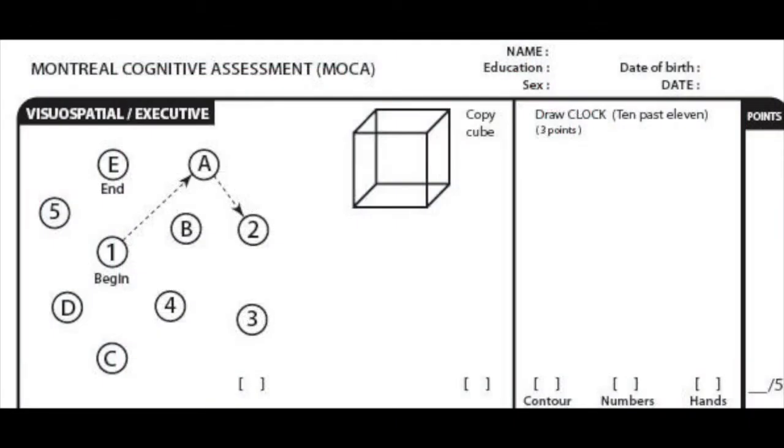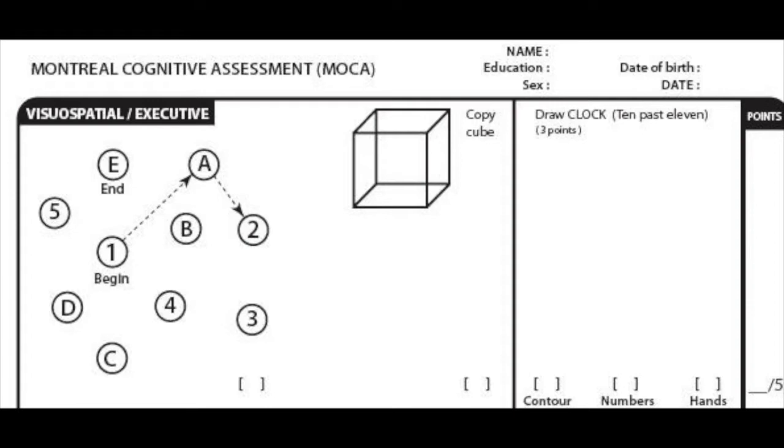Item 1. Alternating trail making. The examiner instructs the subject to draw a line going from a number to a letter in ascending order, beginning at point 1 and ending at point E. 1 point is allocated if the client successfully draws that pattern.